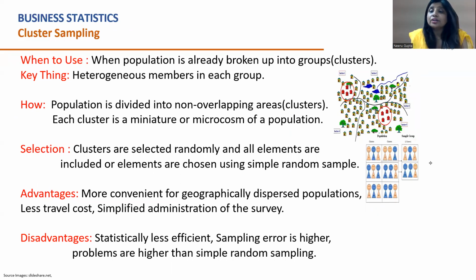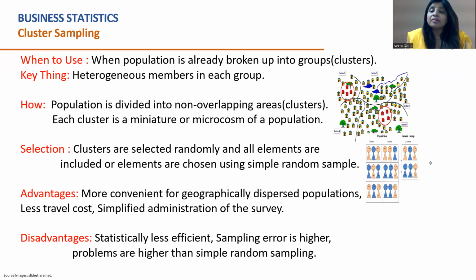Cluster is also a kind of group. Strata is also a kind of group. We can use it when the population is already broken into some groups. Suppose we have made the strata, juniors and seniors. Now in juniors and seniors, suppose age wise or some other way, we make those groups into subgroups, then that is a cluster. What is the key thing of this kind of sampling? Heterogeneous members in each group. In strata, homogeneous, and in this, heterogeneous.